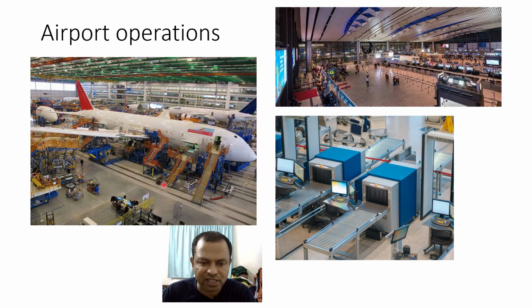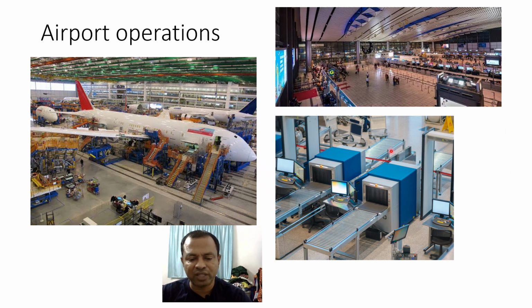And in another example, airport. In airport we can see a lot of aeroplanes and cargos. Cargos have to be transferred from the airport to the aeroplane, then after reaching the destination from the aeroplane to the airport and then to the customer. It's a complicated operation in airports. So in all these examples we can see the application of industrial engineering.